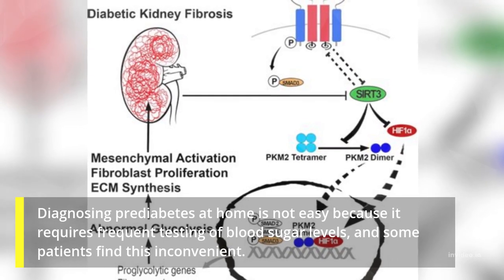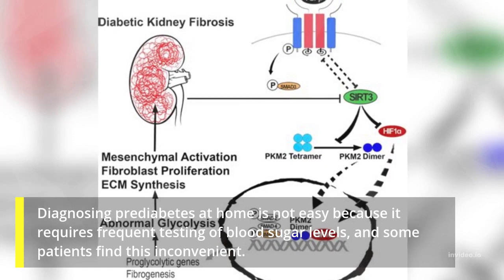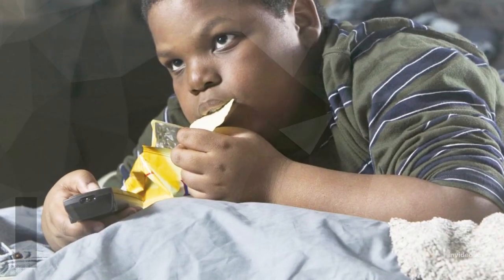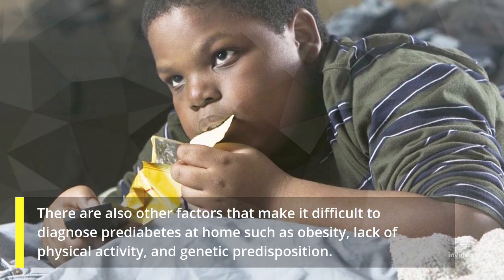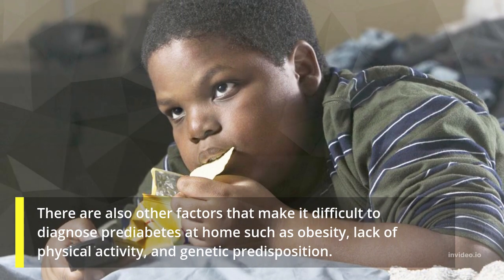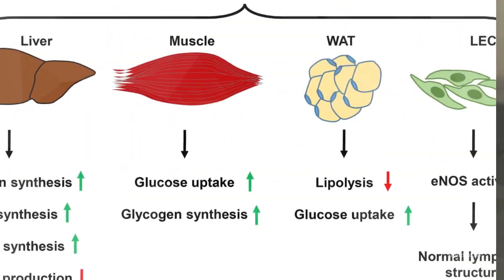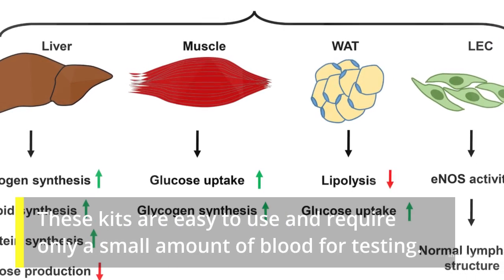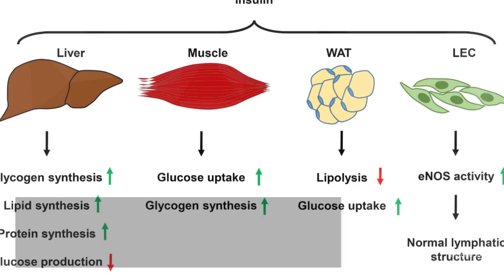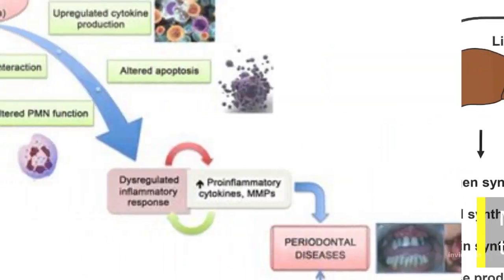Diagnosing prediabetes at home is not easy because it requires frequent testing of blood sugar levels, and some patients find this inconvenient. There are also other factors that make it difficult to diagnose prediabetes at home, such as obesity, lack of physical activity, and genetic predisposition. These kits are easy to use and require only a small amount of blood for testing. Most diabetics use the device to check their blood sugar levels.